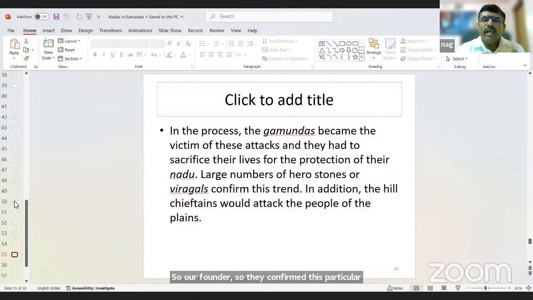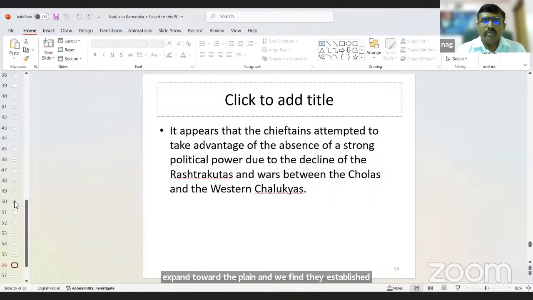And hill chiefs also would attack people of the plains. So we find this kind of conflict between the hill chiefs and the plains. In fact, the Hoysalas emerged because of this kind of conflict. The Malapas are a hill tribe, but how the hill chiefs were able to expand toward the plain, we find they established a large kingdom and also an empire, we can say.